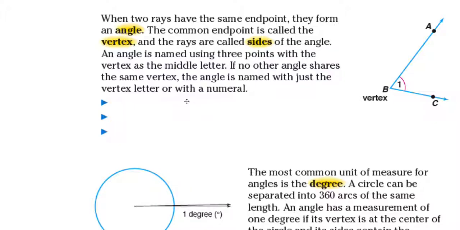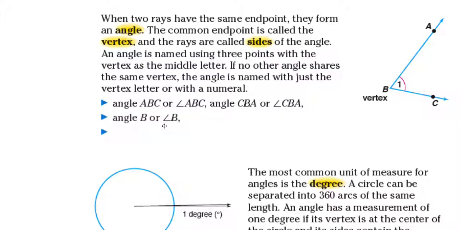In this case, if you look at our angle there, this is angle ABC, or the symbol for an angle, ABC. And if you notice, B is the vertex, which is always the middle letter, because the vertex should always be in the middle when you're naming an angle. This is also named angle CBA. If there are no other angles there, this is also called angle B, or angle 1 right there. So different names for this angle: angle ABC, CBA, simply angle B, or angle 1.